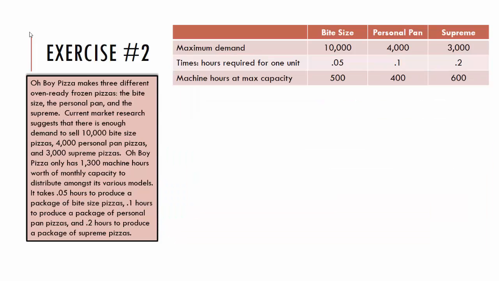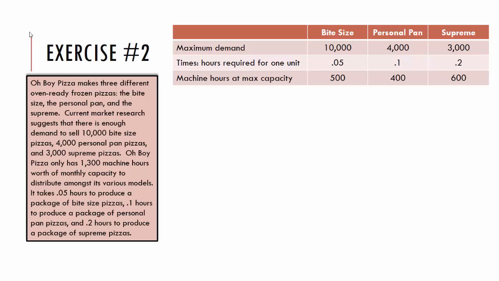What does this all mean? Let's look at our constraints. The maximum amount of demand that we have is 10,000 packages of the bite size, 4,000 packages of the Personal Pan, and 3,000 packages of the Supreme. We know how long it takes to make each one of those, which means if we made all 10,000 of those bite-sized packages, each one taking 0.05 hours to make, it would take us 500 hours to produce that maximum demand. Our machine hours at max capacity for that particular line would be 500.